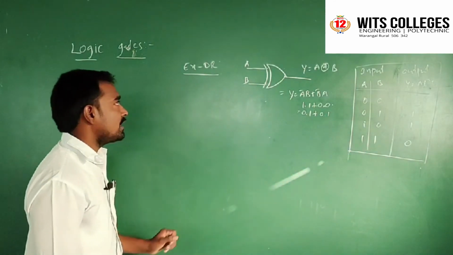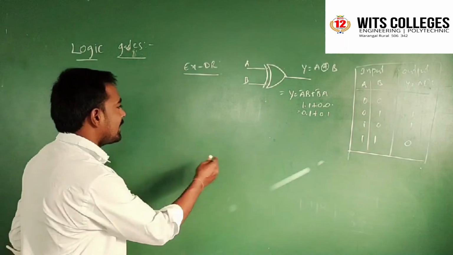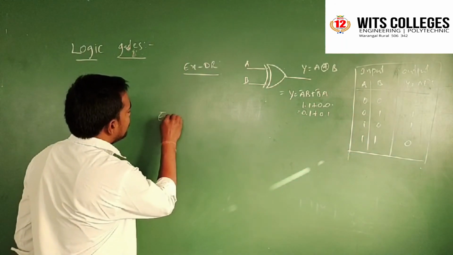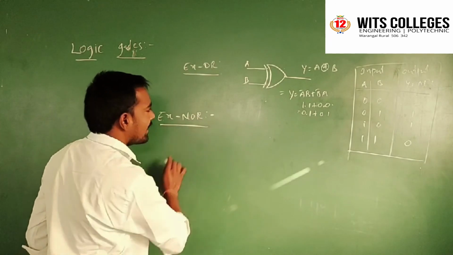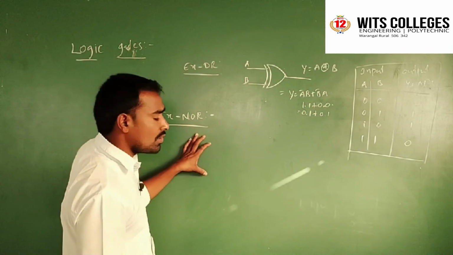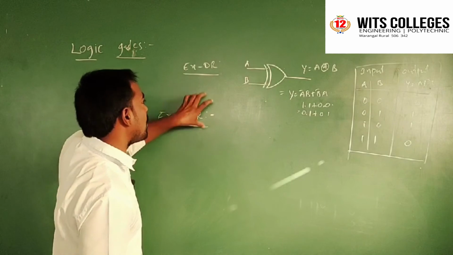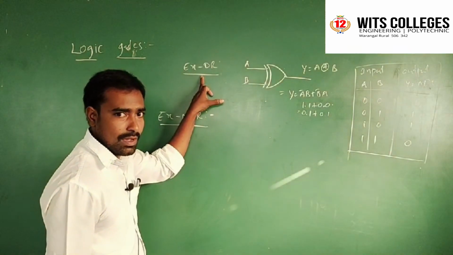And the next special function logic gate we have is called the exclusive NOR gate, and this exclusive NOR gate gives the complemented output of the exclusive OR gate.